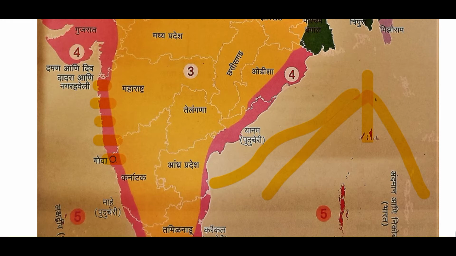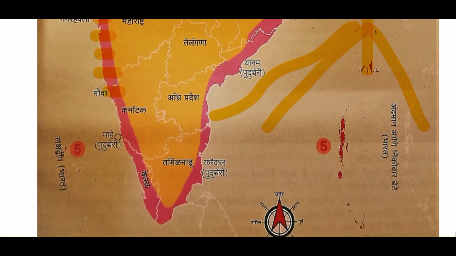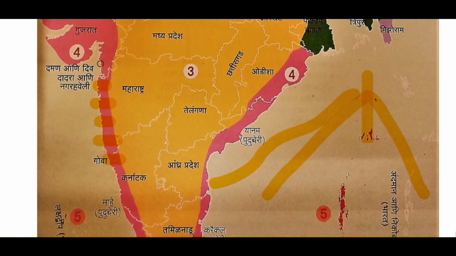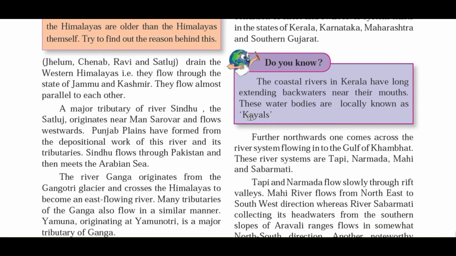That's why they don't form deltas at their mouth, they form estuaries, because there is no deposition. The entire sediment drains into the Arabian Sea. That's why there is no delta formation, but there is formation of estuaries on the western coastal plains of India because of the west flowing rivers originating from the Western Ghats. So remember this particular concept. So we have discussed the west flowing rivers.